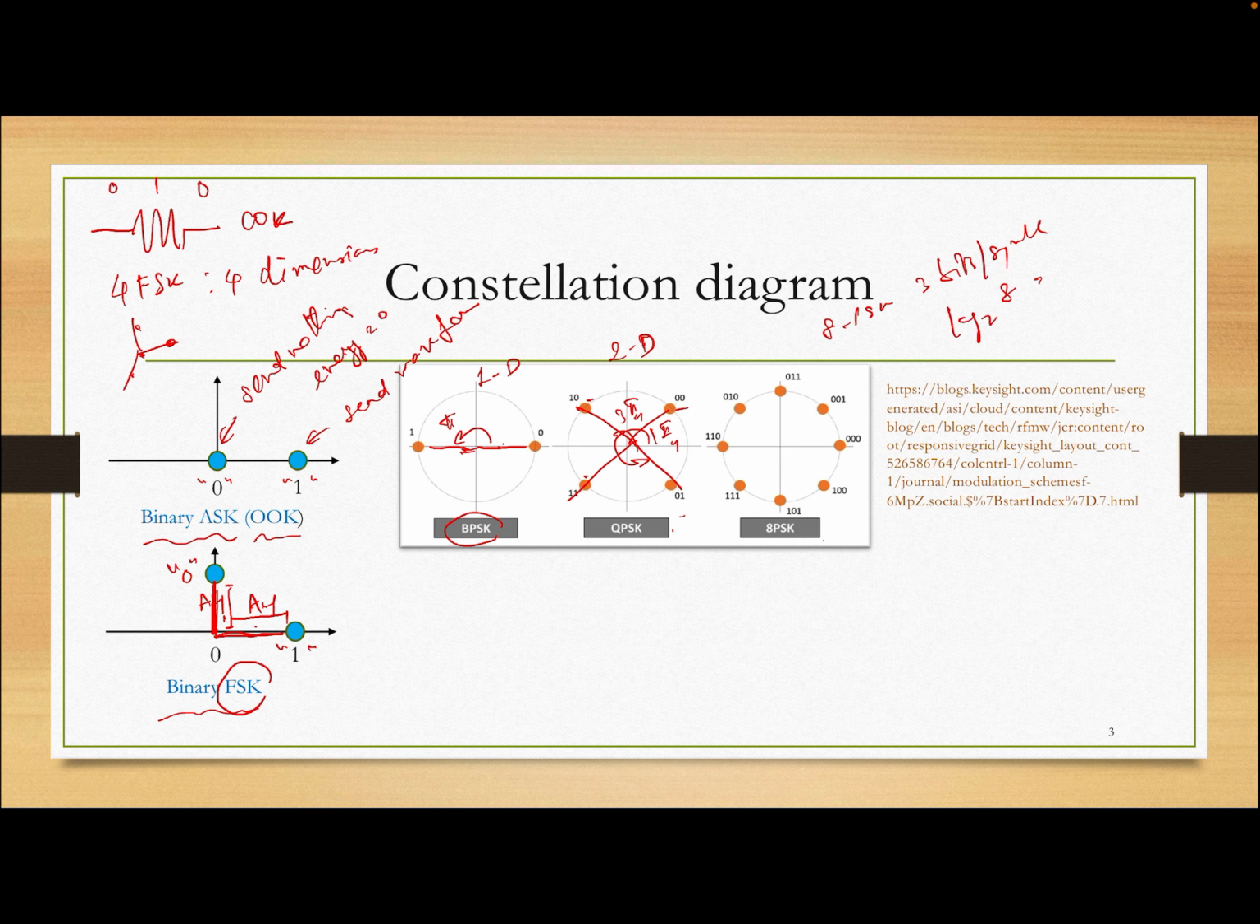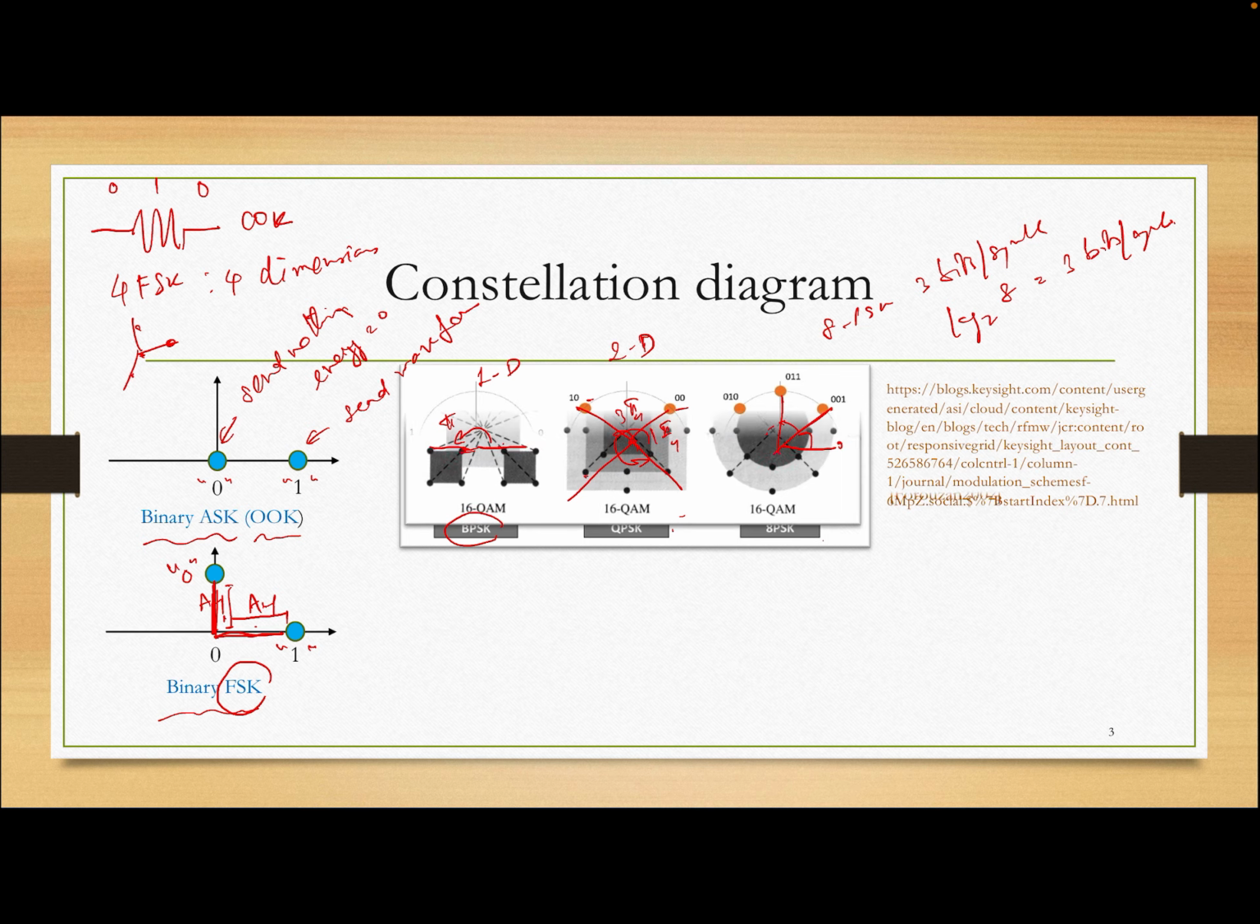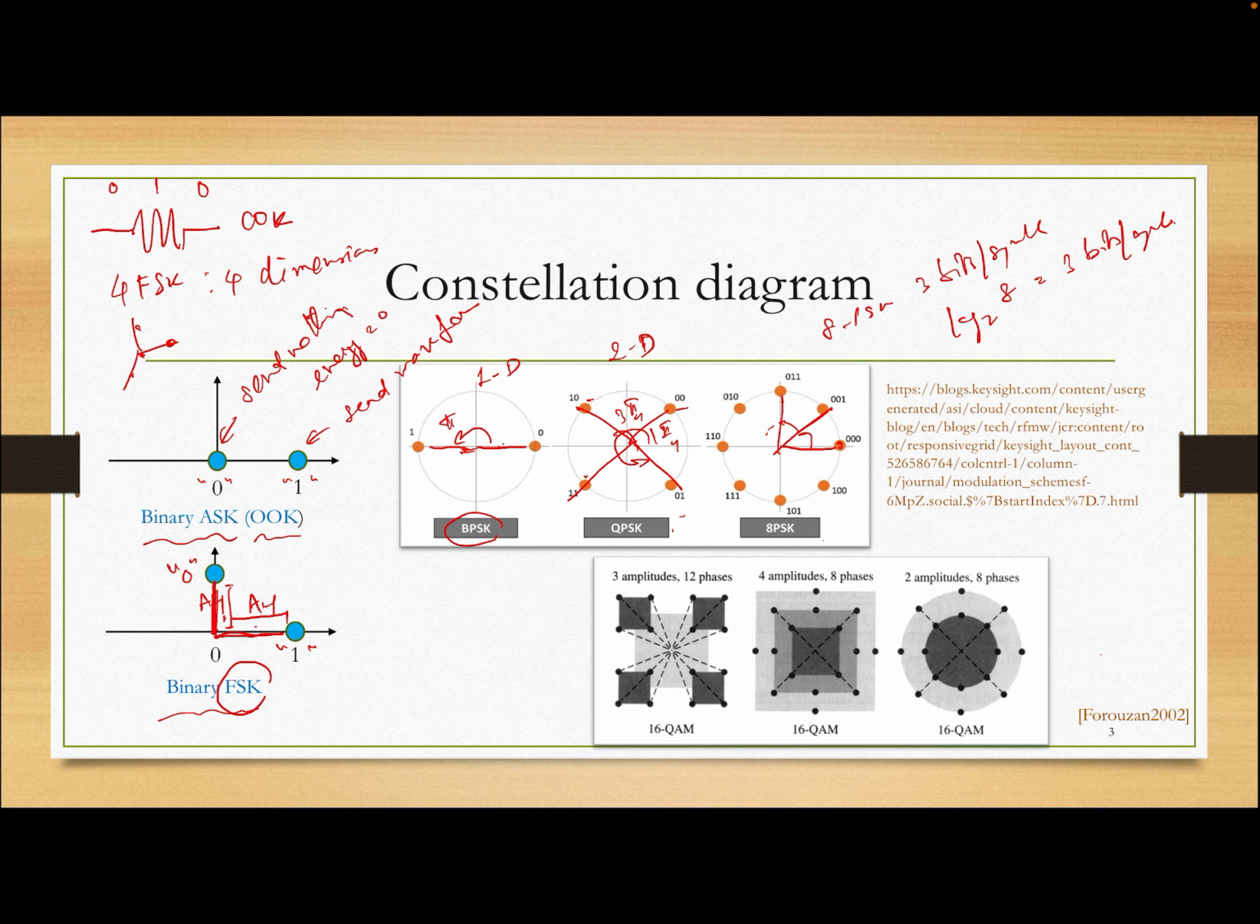For 8PSK, you represent 3 bits per symbol. You can calculate it from log base 2 of 8 levels, so it's 3 bits per symbol. And 4PSK is 2 bits per symbol. You can see that in the circle here, you have to divide the phase into 8 phases. So this is the first point, second point, third point. So you have the phase like this.